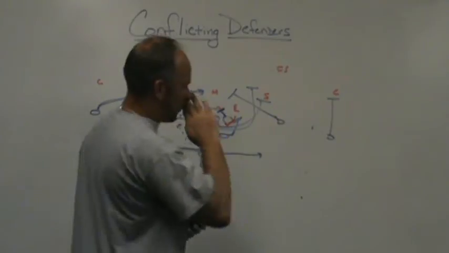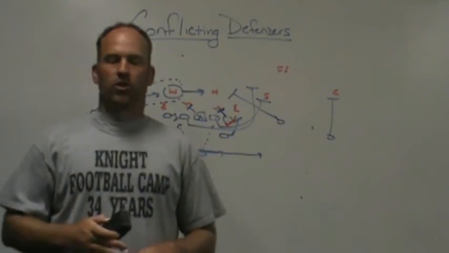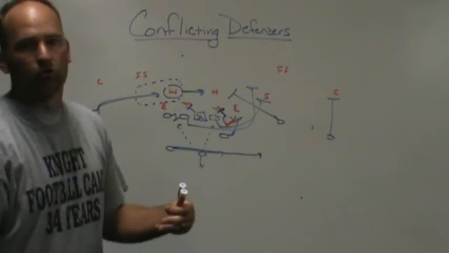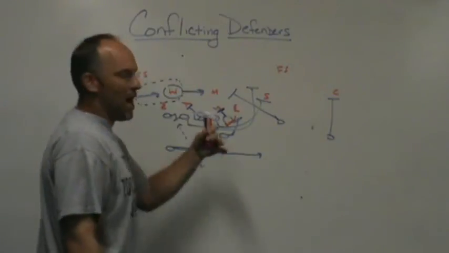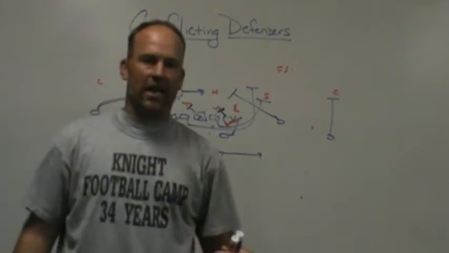Usually when you package runs and passes together, there are going to be some type of short underneath quick throws because your linemen are still blocking a run play, all right? You're not checking anything at the line of scrimmage.